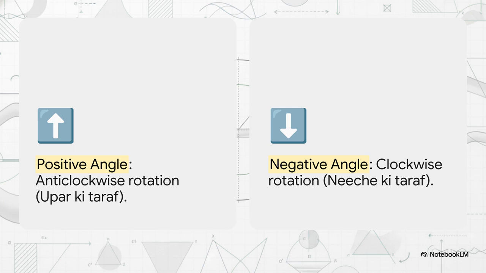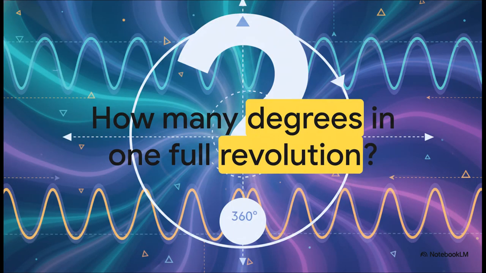If your initial side rotates anti-clockwise, meaning it sweeps upwards or upar ki taraf, that creates a positive angle. Pretty simple, right? But if it sweeps downwards, moving clockwise, niche ki taraf, exactly like the hands of a wall clock, it creates a negative angle. Let that sink in for a second. The exact same amount of rotation gives you a minus sign literally just because it went downwards. Kind of mind-blowing, right?